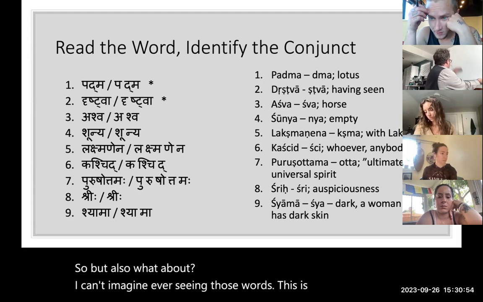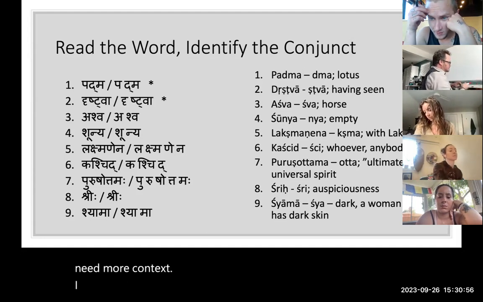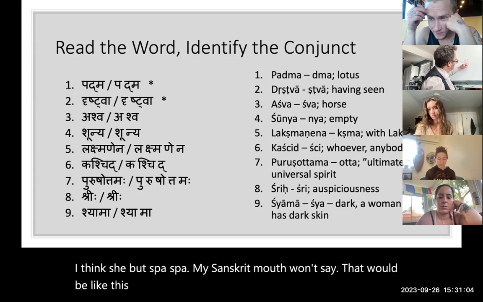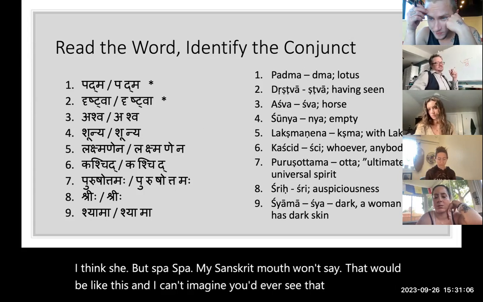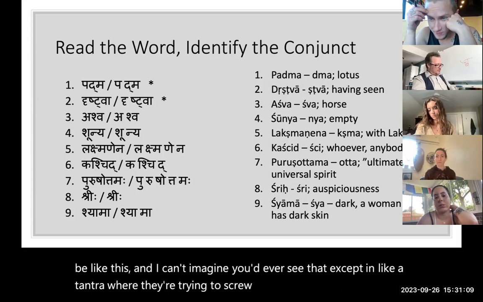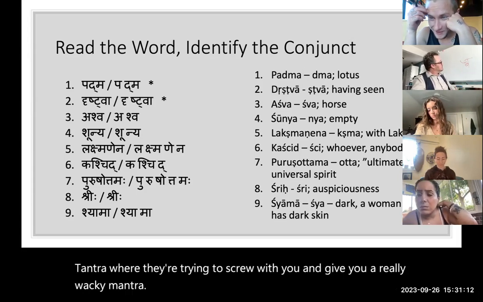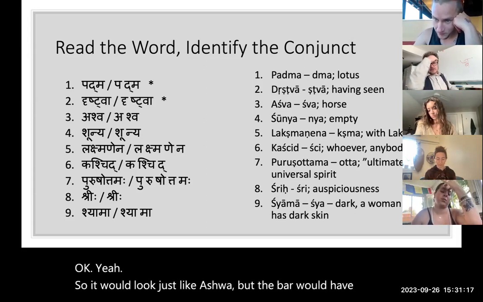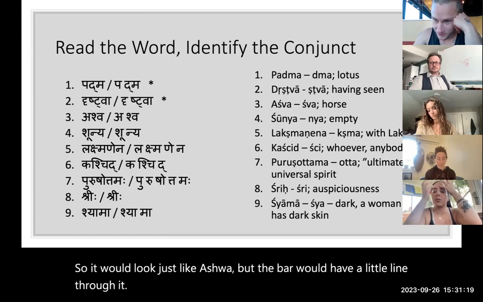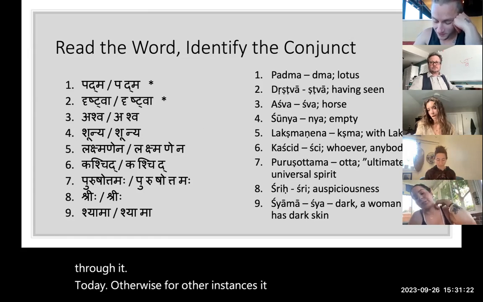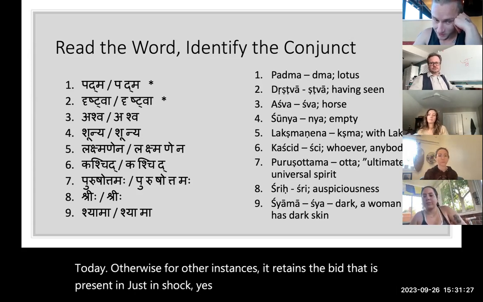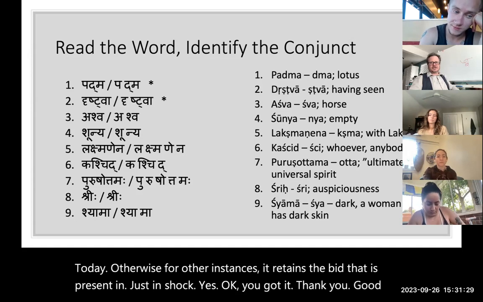This is the problem. You need more context. I think shba, my Sanskrit mouth won't say that, would be like this. And I can't imagine you'd ever see that except in like a tantra where they're trying to screw with you and give you a really wacky mantra. Okay. Yeah. So it would look just like ashwa, but the ba would have a little line through it. So then otherwise, for other instances, it retains the bit that is present in just sha. Yes. Okay. You got it. Thank you. Good systematic thinking, Atlas.